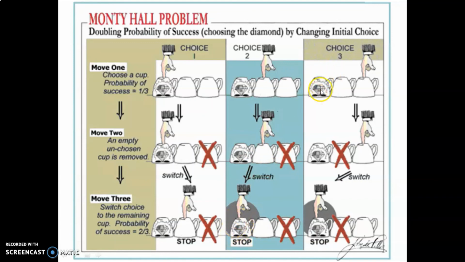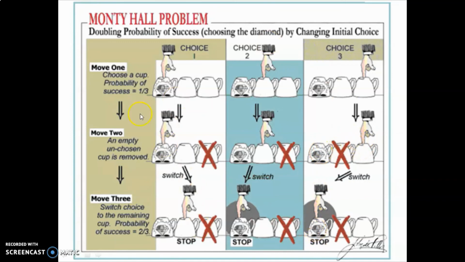Third option is there's the three choices again. There was the diamond. You chose the third one now, which is also empty. So again, the game host has no choice but to show you the middle cup because they don't want to reveal the diamond is there. So they show you this one. That's now an eliminated choice, and you again choose to switch. And by switching there, you switch to the right one.